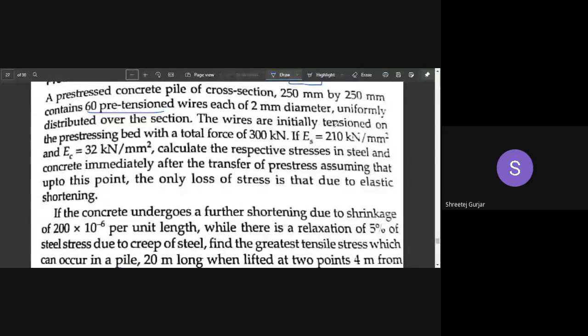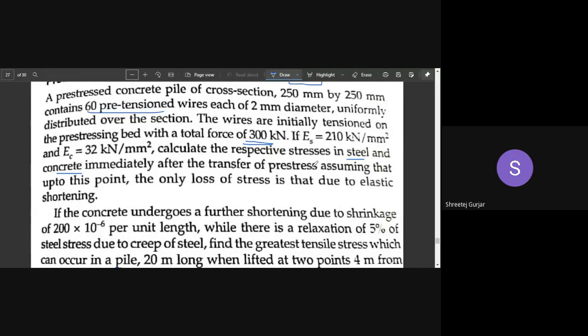The wires are initially tensioned on the pre-stressing bed with a total force. The initial pre-stressing force is given as 300 kilonewton. Es is given, Ec of concrete is given. Then calculate the respective stresses in steel and concrete immediately after the transfer of pre-stress.